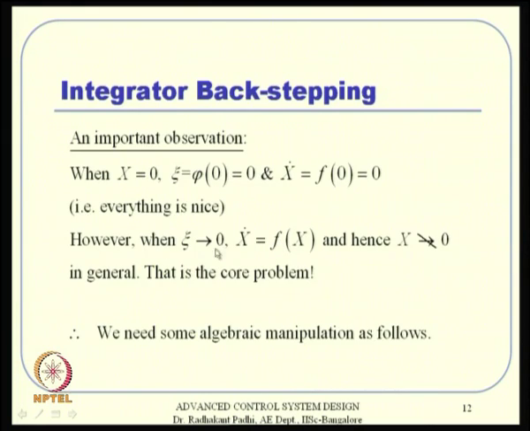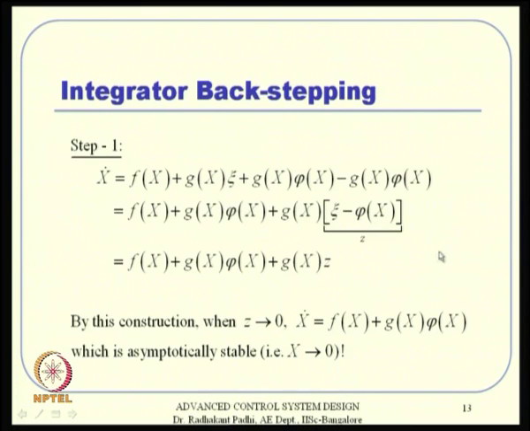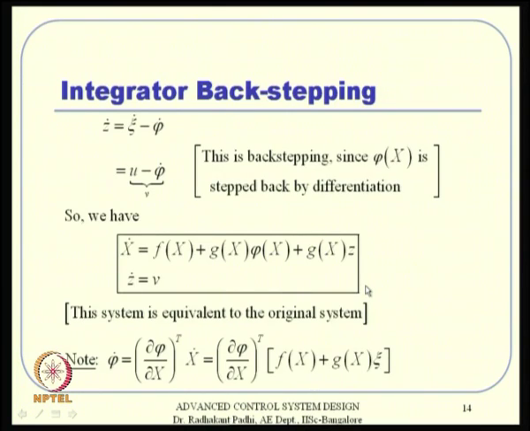So the problem that we had, that when xi goes to 0, x need not go to 0 in general, does not happen when z goes to 0. When z goes to 0, x is bound to go to 0. So that problem will be overcome that way.